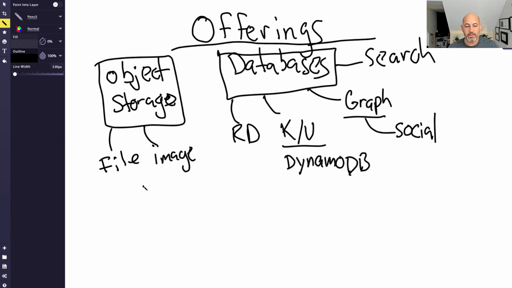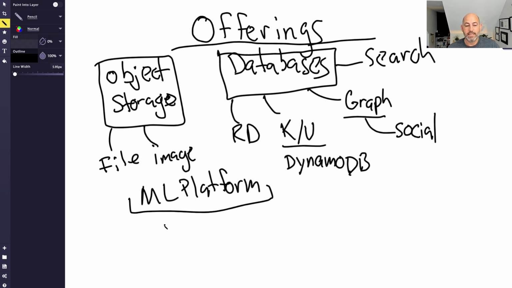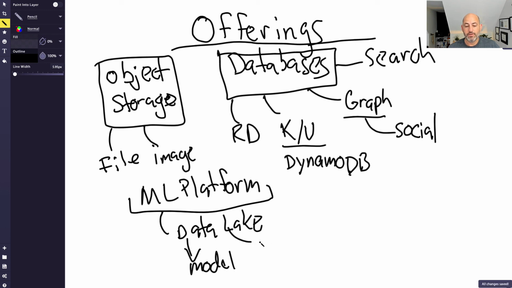Another thing they have is ML platforms. And so the ML platforms are really designed to sit on top of the data lake and also version assets. And so they'll version the model itself and also the data that was used, so you can detect things like data drift.